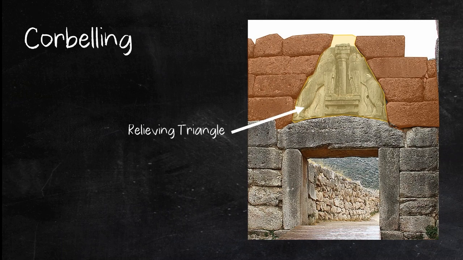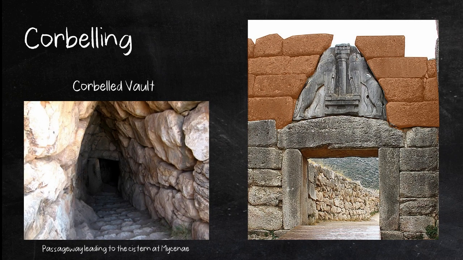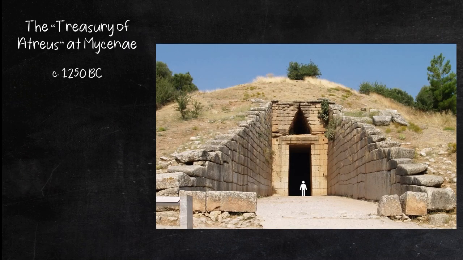Corbelling can also be used on its own too, without post and lintel. So if you put a bunch of corbelled arches back to back, you can create what's called a corbelled vault. And notice the characteristic triangular shape of the passageway that's formed by the corbelling. Corbelling is also used outside the city walls at Mycenae in the construction of tombs.